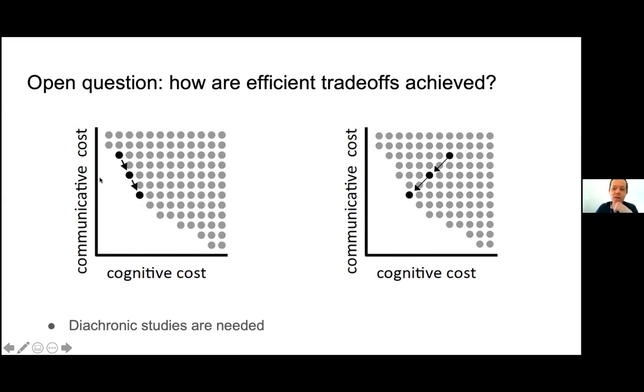But it's also possible that languages started off further away from the optimal frontier, then over time, these systems became more efficient as they were repeatedly used by speakers. And I think diachronic studies are really needed to try to untangle these different possibilities.